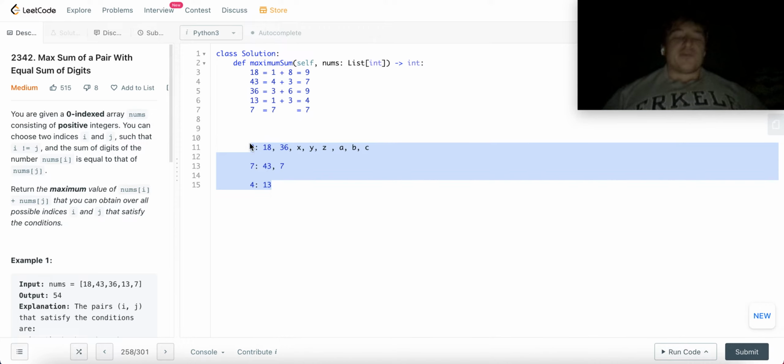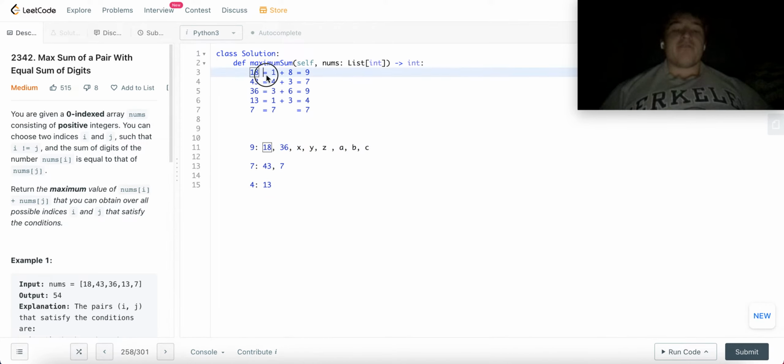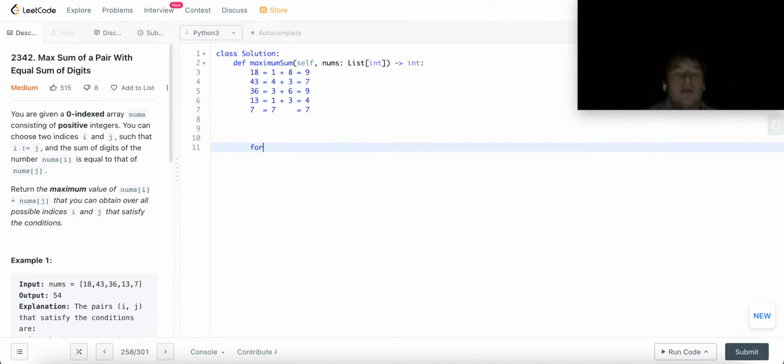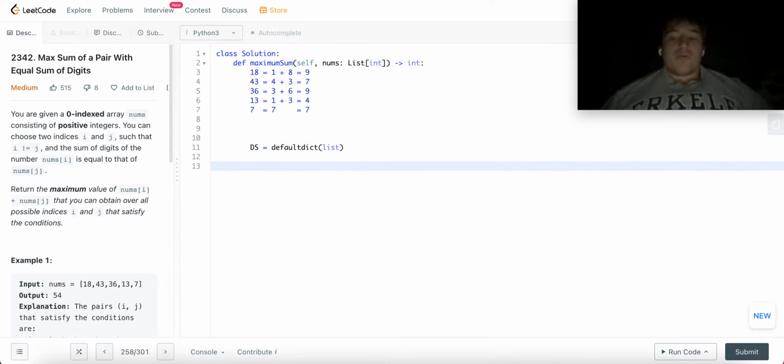So I guess the first part of this problem is we need to figure out how we're going to take a number and find its digit sum. And the way that we'll do that is we'll do digit sum, and we'll set it to a default dict. Trying to think about how we're going to do this. I'm trying to think about how to do this in a cute way. We'll just do it as a list initially, and then maybe we'll expand it to something a little bit more interesting.